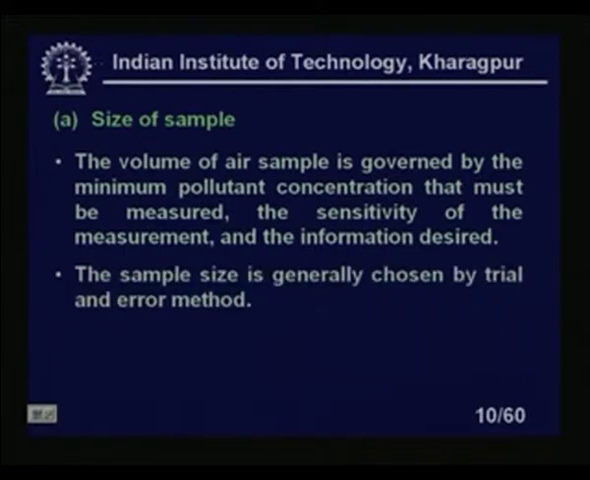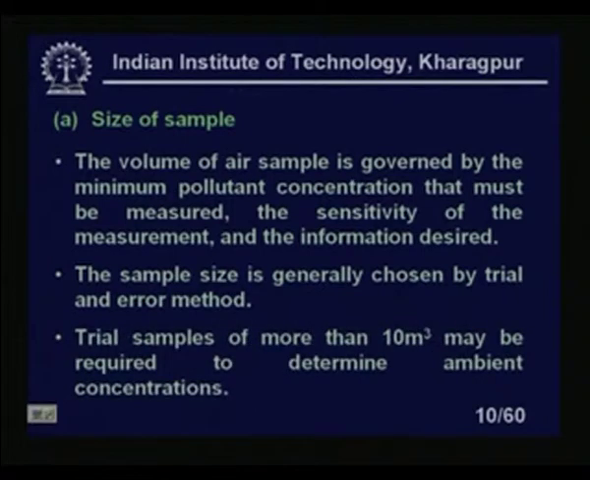The sample size is generally chosen by trial and error method, and trial samples of more than 10 meter cube may be required to determine ambient concentration. Sometimes we need a large volume to know the ambient concentration or an average concentration, instead of taking a very small one. We may need a very small one, but if we take a large one, then obviously the results will be an average, we can average over a particular area.